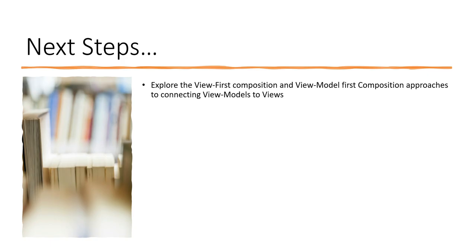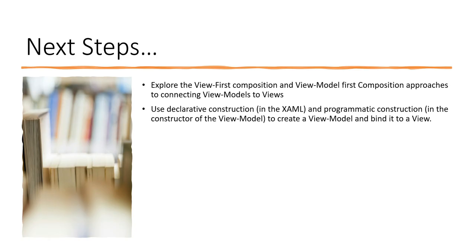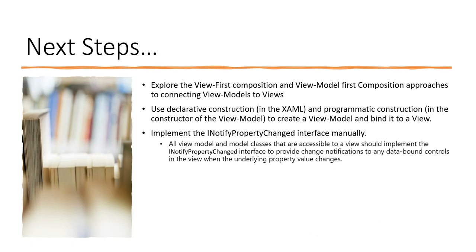So that's two different ways to connect the view model and the view itself, right? We'll also use declarative construction and programmatic construction to create the view model and bind it to the view. And we'll look at implementing INotifyPropertyChanged. So this is really the key to much of what goes on, right? We need to have our objects capable of sending notifications.